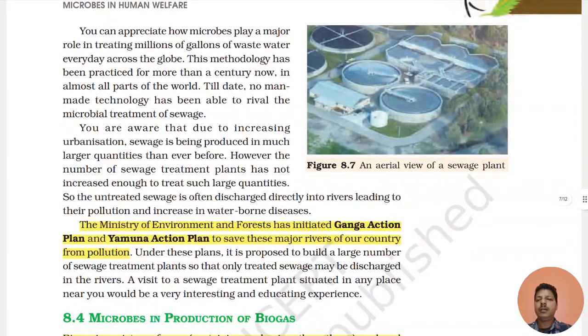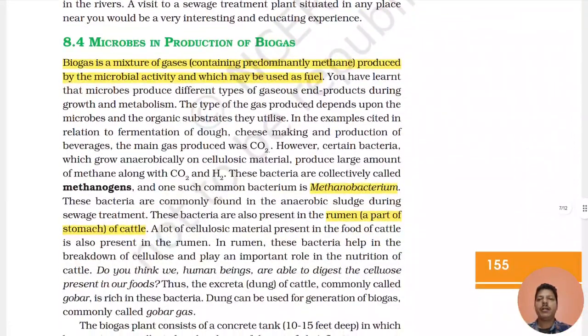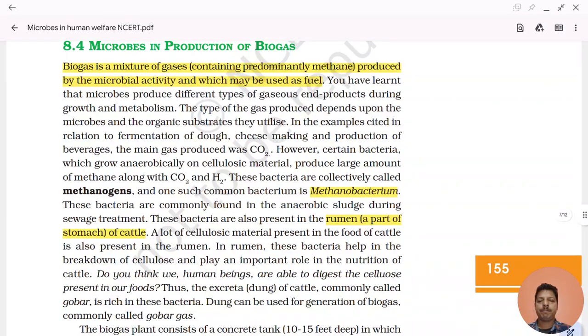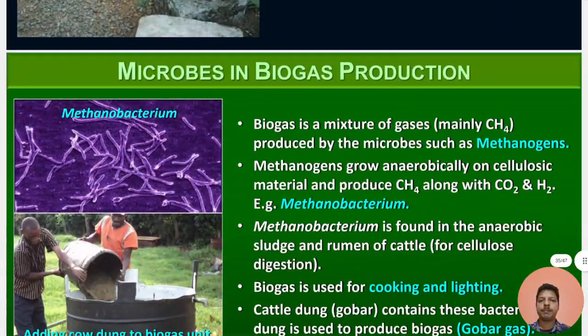Then you can see the Ministry of Environment and Forest has initiated the Ganga Action Plan and Yamuna Action Plan to save the major rivers of our country from pollution. Then production of biogas. Let's see the PDF. Microbes in the production of biogas.